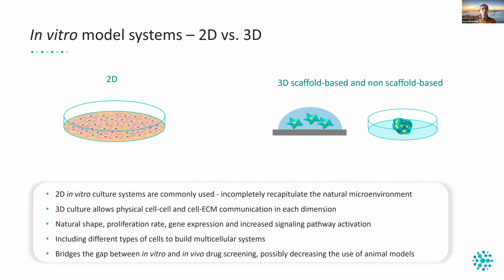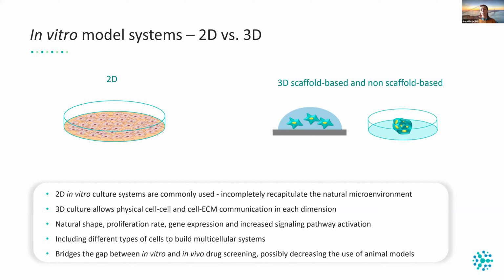So far, there are several in vitro systems. Traditional 2D in vitro systems are commonly used, but these systems incompletely recapitulate the natural microenvironment. The cells in such 2D systems connect just to one or two cells in their environment in one dimension. Therefore, 3D cell culture models have become increasingly popular. 3D models allow physical cell-cell and cell-extracellular matrix communication in each dimension.